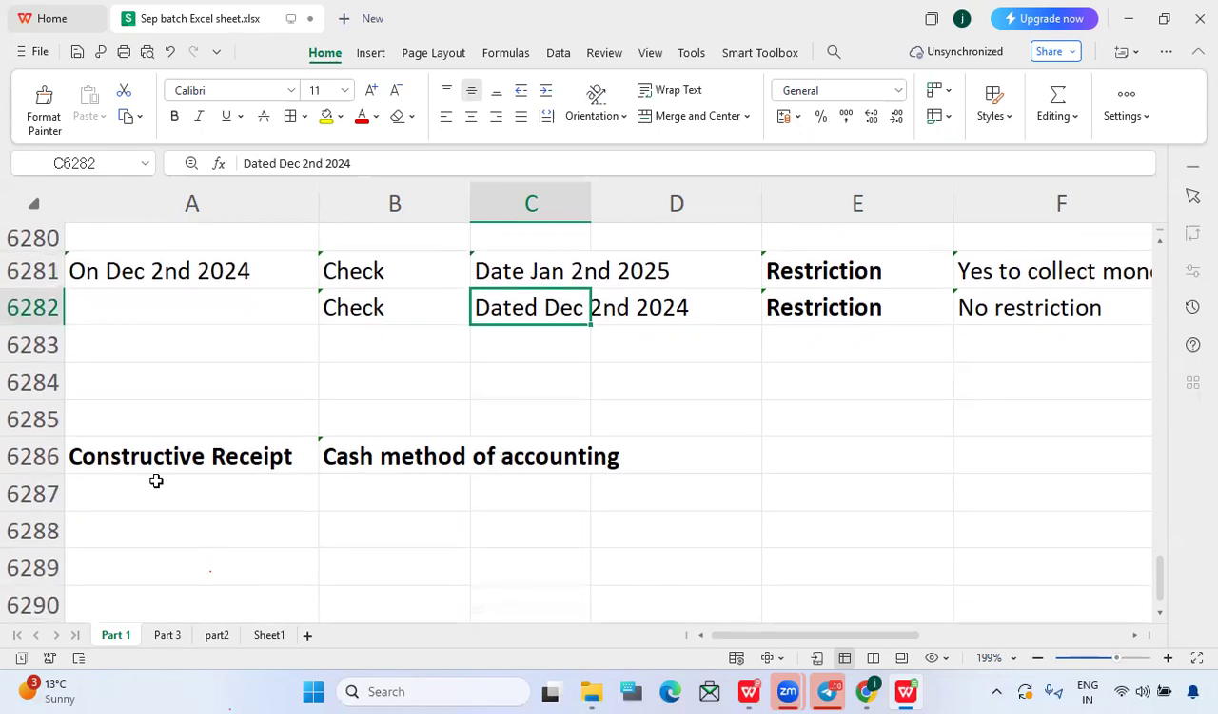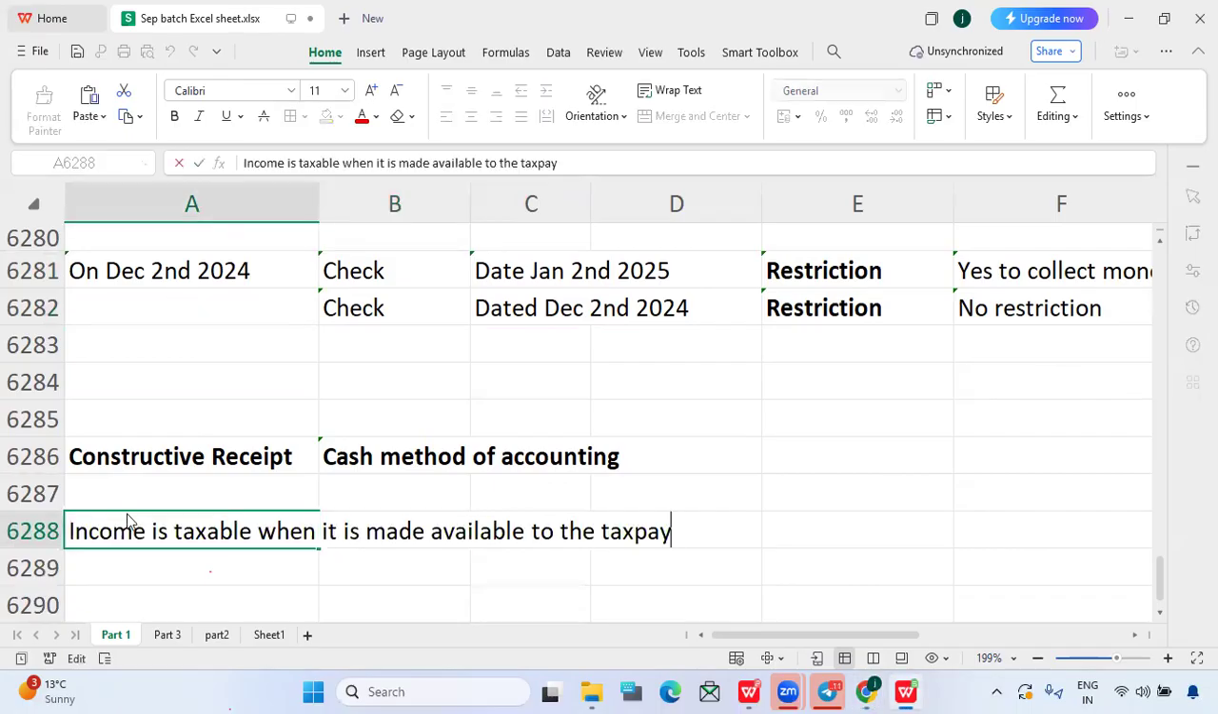So to consider a constructive receipt of income, which means to consider it as income, usually income is taxable when it is actually made available to the taxpayer. So the definition for constructive receipt of income is: taxable when it is made available to the taxpayer. That means without any restrictions, then it is income.